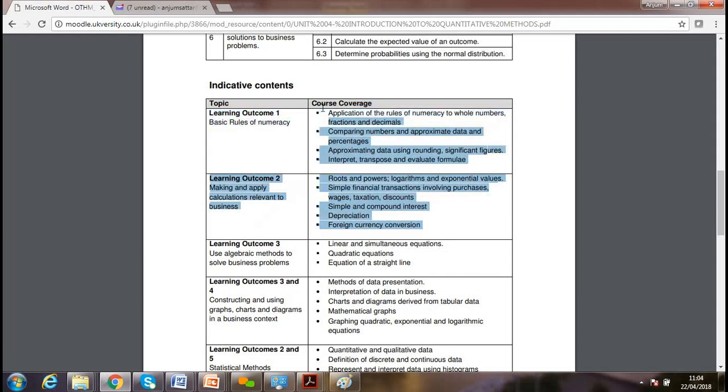Are there any questions between LO1 and LO2, except roots and powers, which I need to go through? Then of course I'll demonstrate equations: straight line, simultaneous equations, and quadratic equations.